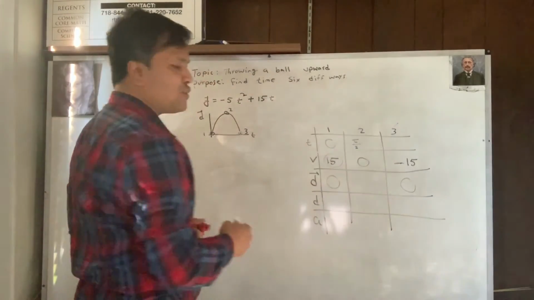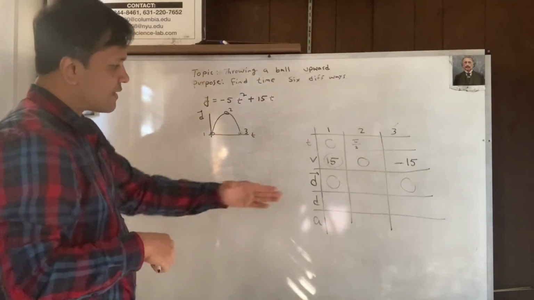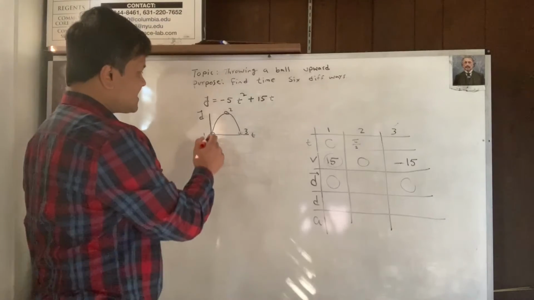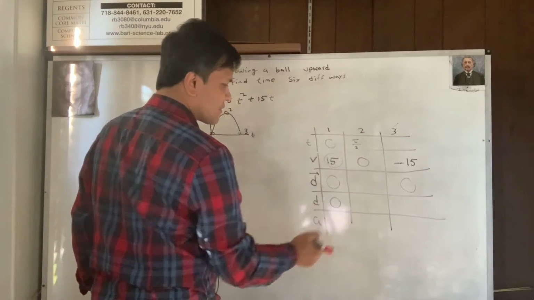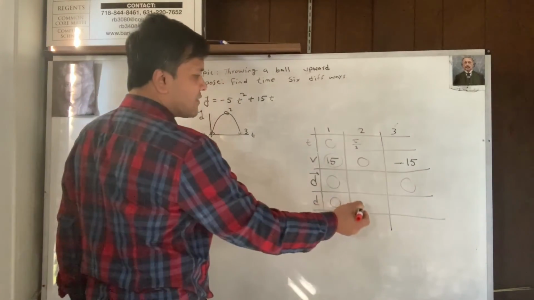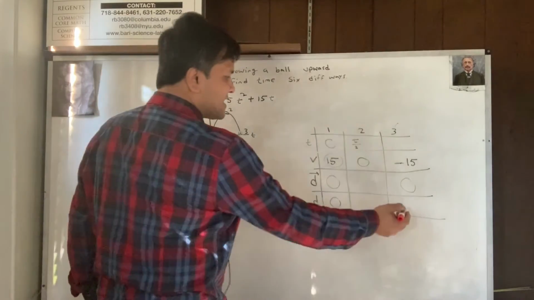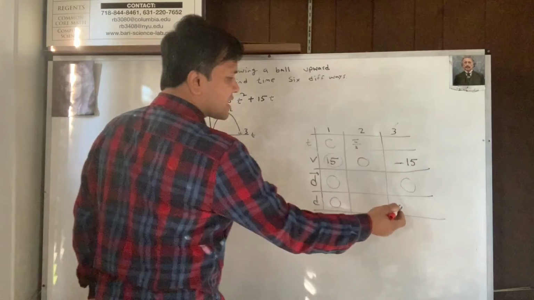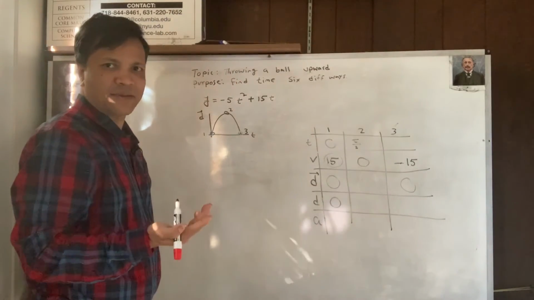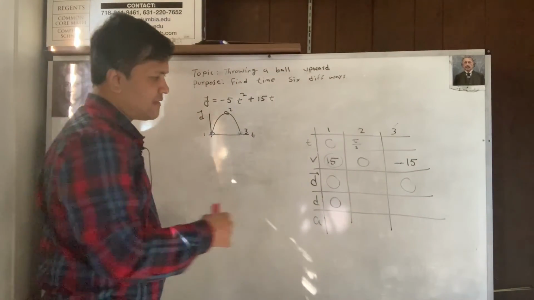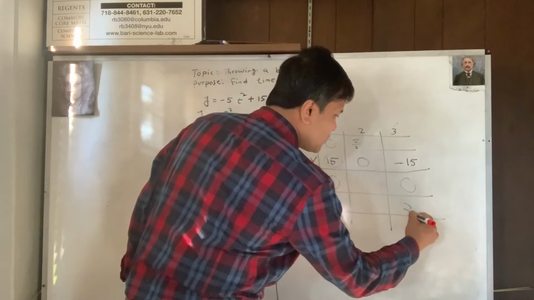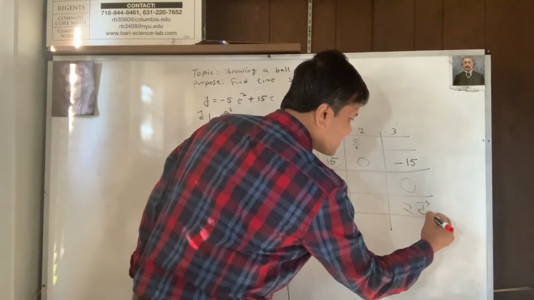Displacement at the top we don't know; we'll find out. Now let's find the distance. The initial distance is 0. Distance at the top and displacement at the top would be the same. But the distance over here is not going to be the same. In fact, the distance over here is 2 times the displacement at the top.